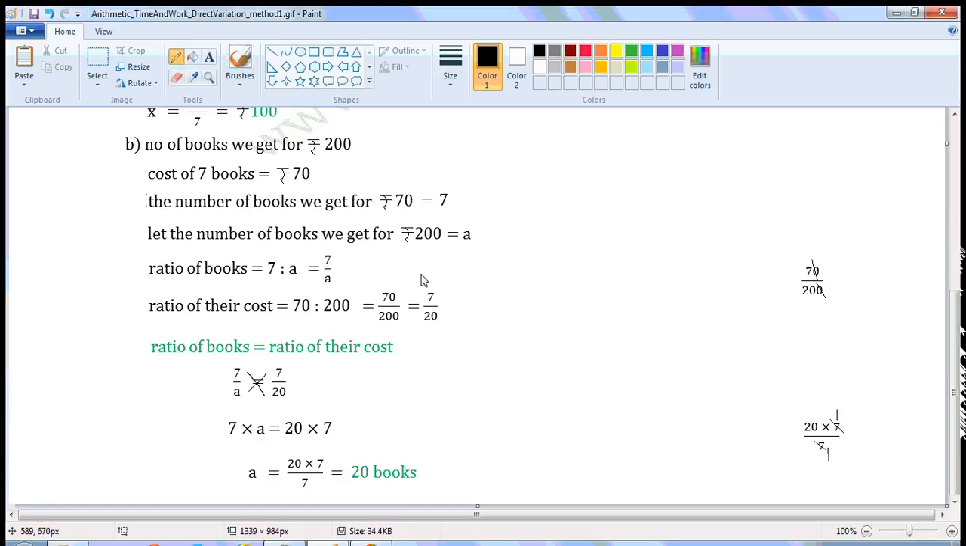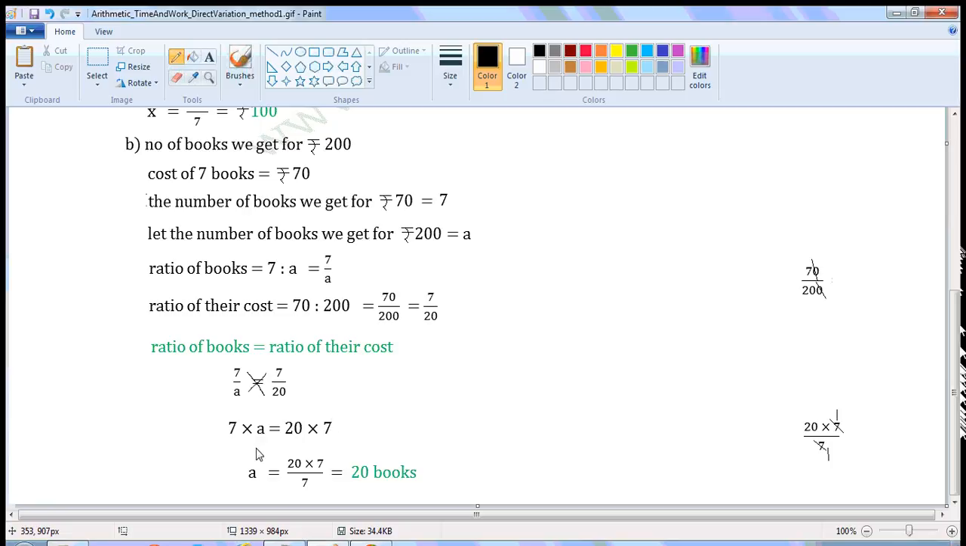Number of books and their cost are in direct proportion. That is, if the number of books increases, their cost will increase. If the number of books decreases, their cost will decrease. So, ratio of the books will be equal to ratio of their cost. Substitute the values of ratio of books and ratio of their cost in this formula. Then 7/A is equal to 7/20. Cross multiply. 7 into A will be equal to 20 into 7.